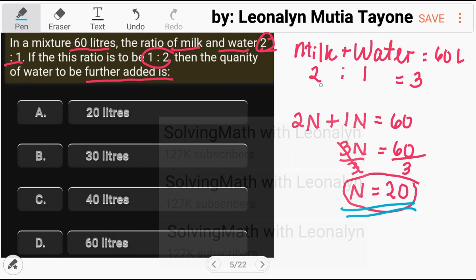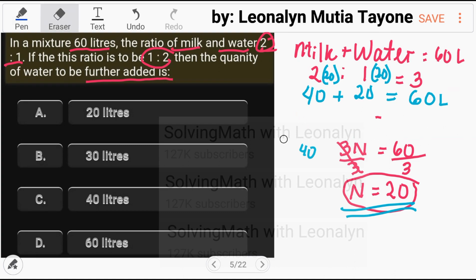Anong gamit nito? Yan ang i-multiply natin sa 2. 2 times 20 is equals to 40. Yun naman yung nangyari natin kanina. Na 2 times 20, or dito natin i-multiply si 20, and that is equals to 40. Yung isa naman ay 1 times 20 is equals to 20. So, dito ay i-multiply natin ang 20. 40 plus 20, and that is equals to 60 liters.